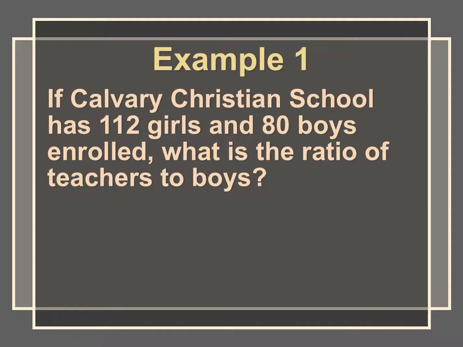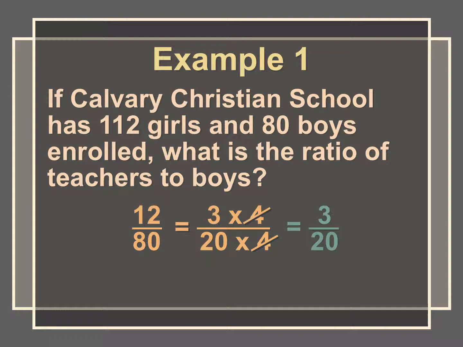The same school, with the number of girls and number of boys: what is the ratio of teachers to boys? So remember, there are 12 teachers and there are 80 boys. We're comparing teachers to boys, so we put the teacher number first, which was the 12, over 80, which was the boys. When we reduce that, we get 3 over 20. So our ratio is 3 to 20, so 3 teachers for every 20 boys.